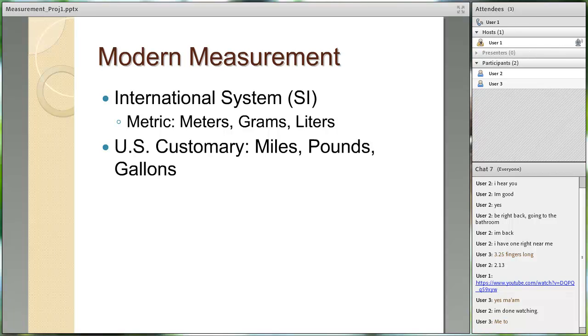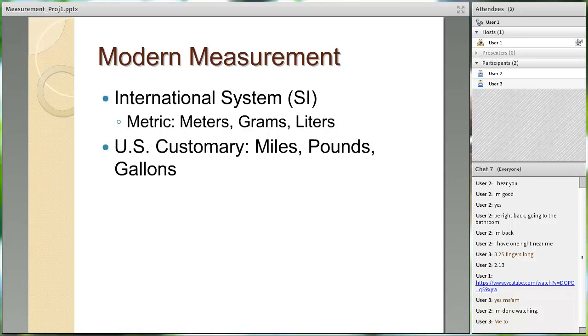So we said US is miles, pounds, gallons, and in metrics we use meters, liters, grams, and everything is a multiple of 10. So like meters to kilometers is 1,000, or centimeters in a meter is 100. So they're all nice round numbers, so we can just move our decimal place.